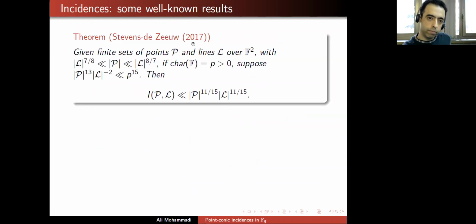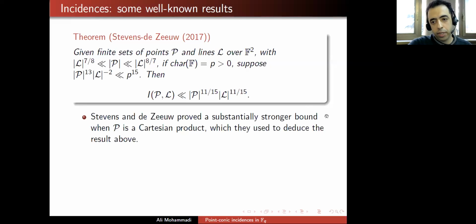But relatively recently, Stevens and de Zeeuw got what is now the best known incidence bound over finite fields. It is actually over arbitrary fields. If the arbitrary field has characteristic p non-zero, then you need to put this condition. Again, this translates to asking that P is not the whole finite plane. And also notice that they have this restriction that P and L really need to be pretty much the same size. In this case, they proved this bound.